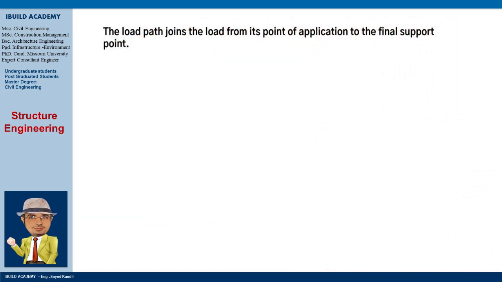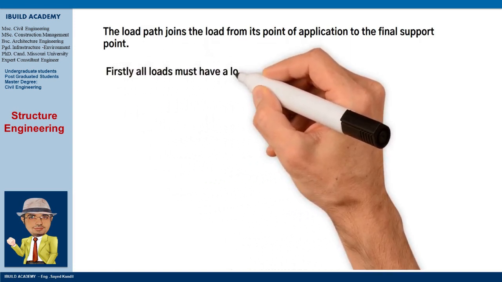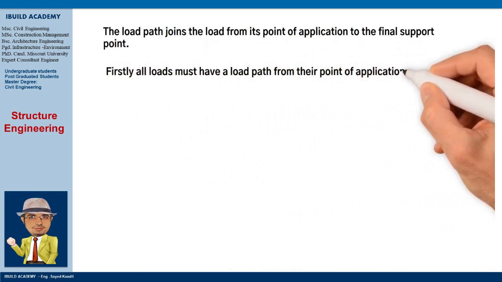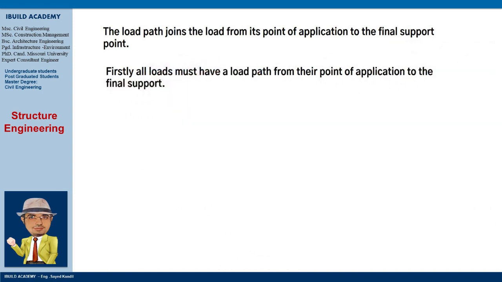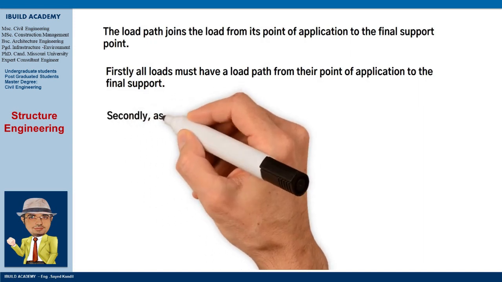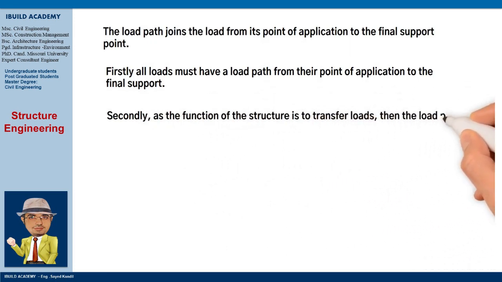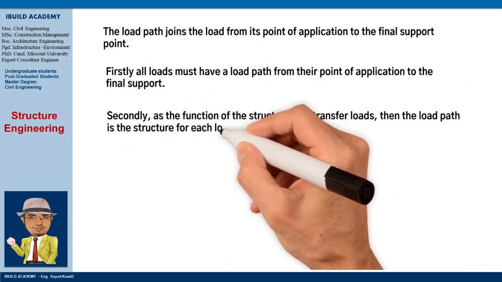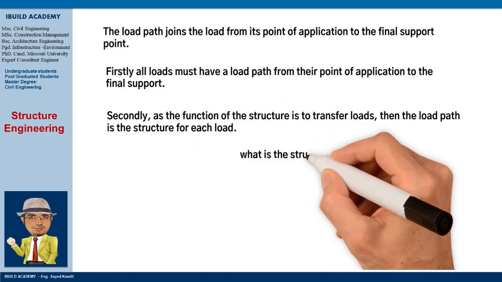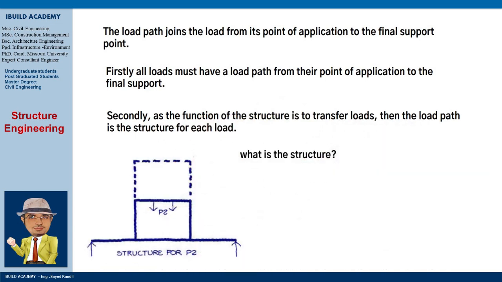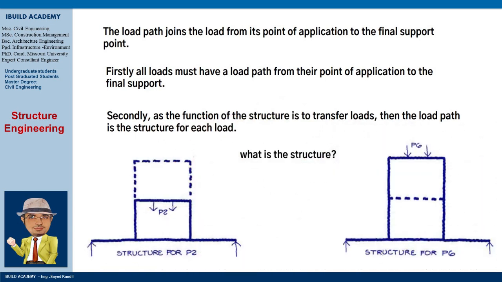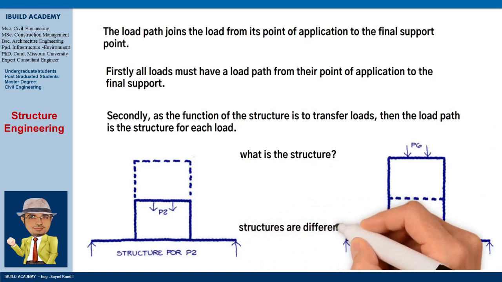There are two facts to be considered about load paths. Firstly, all loads must and will have a load path from their point of application to the final support. The structural designer must identify these paths for all loads and all load cases. Secondly, as the function of the structure is to transfer loads, the load path is the structure for each load. So the answer to the question what is the structure may vary with each load. For the loads P2 and P6, the structures are different.